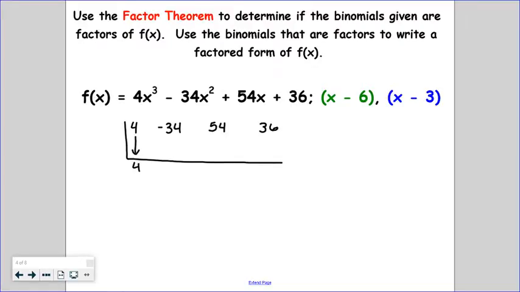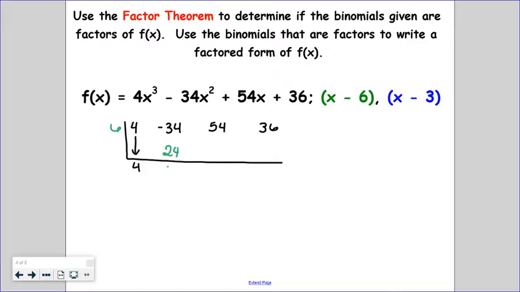I set up my synthetic division, and I try each of those possibilities. Again, they're handing me the factors. I'm going to do the zeros outside my synthetic division, so x minus 6 is going to look like a 6 out here. And I try it out, looking for a remainder of 0 to keep it as a part of my answer. 6 times 4 is 24.